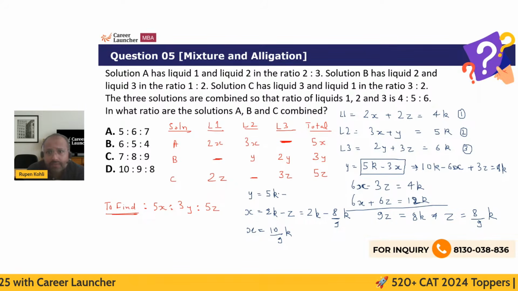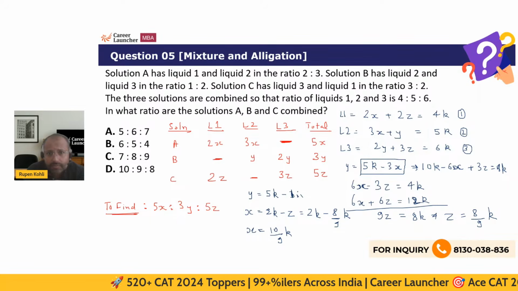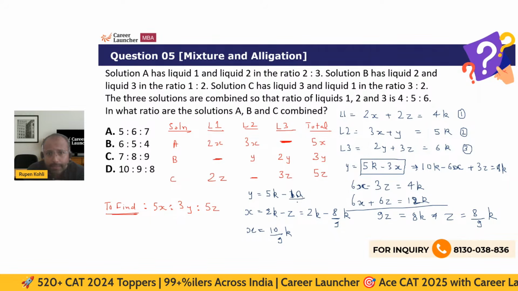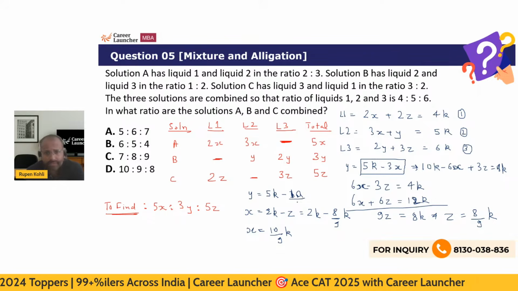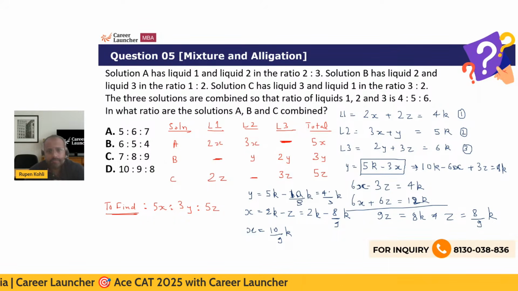Hence, y is 5k minus 3x. So 3x becomes 10 by 3 k. So this becomes 10 by 3 k. 50 minus 10, this is 40 by 3 k. Right? This is 40 by 3 k.